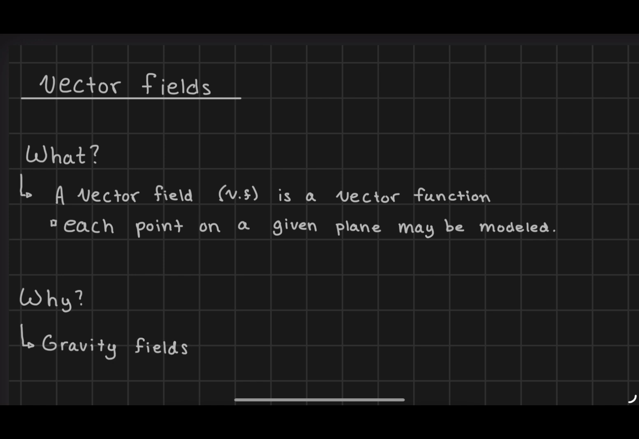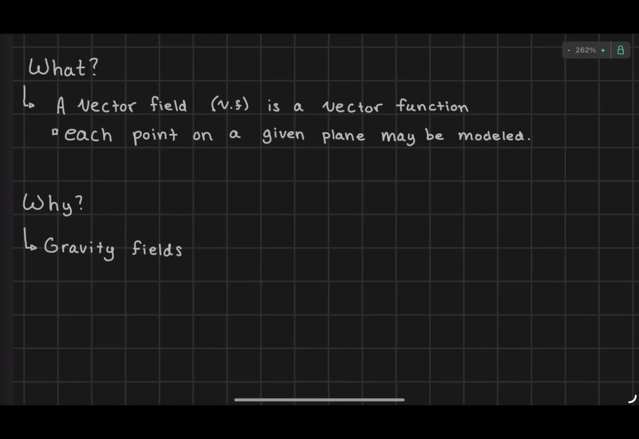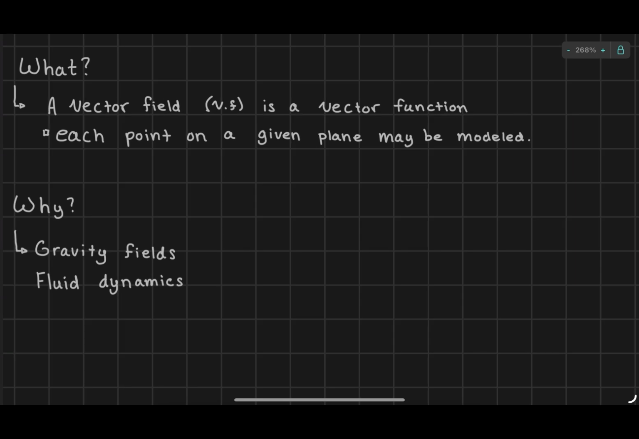There are a couple of applications here, namely gravitational fields. In a gravitational field, there's a vector pointing toward the center of whatever gravity field you're in, right? So on Earth, there's a vector pointing toward the center of the Earth with a magnitude of 9.81 meters per second squared. That's a gravitational field. But realistically, there are a bunch of different applications.